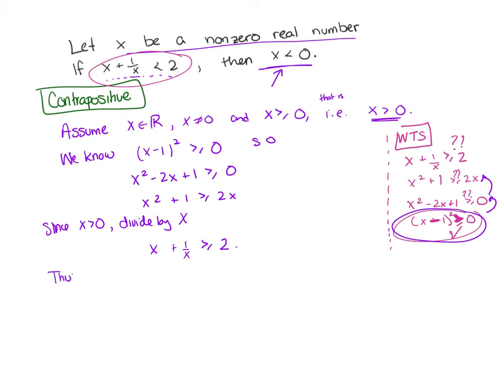Thus, using the contrapositive, we can conclude the contrapositive of what we just showed, which is the contrapositive of the original statement, right? The contrapositive of the contrapositive is the original. We can conclude that if x plus 1 over x is less than 2, then x is less than 0. Done.